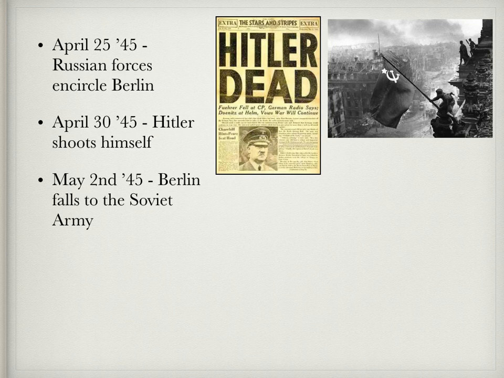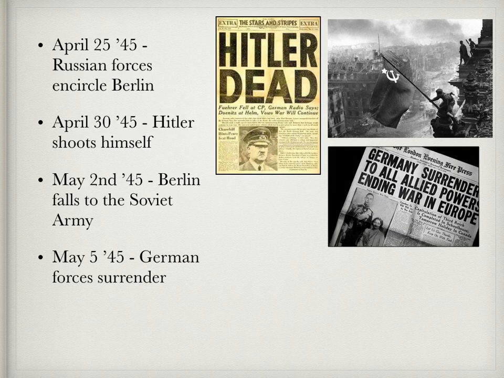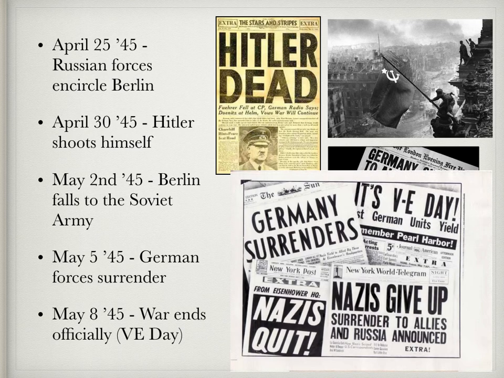May 2nd, 1945, Berlin falls to the Soviet army. Like I said, the Soviets do get there first. On May 5th, 1945, German forces surrender. On May 8th, 1945, war officially ends in Europe. We call this VE Day, or Victory in Europe Day.